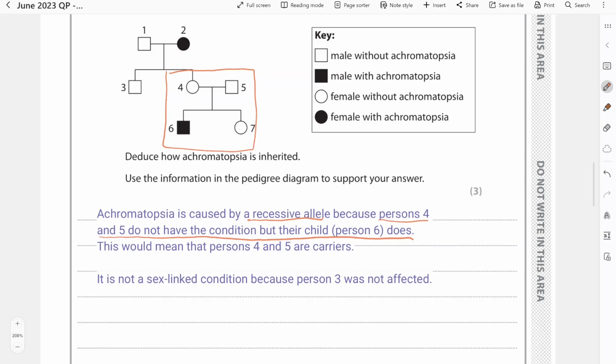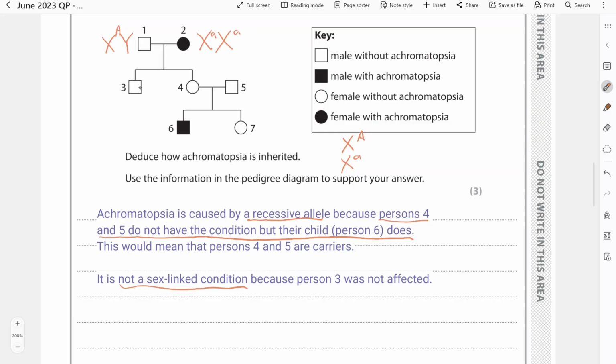Now, you also need to mention whether or not it is sex-linked. In this case, it is not a sex-linked condition because person 3 was not affected. Let me explain. Okay, so let me assign some letters. Let's say XA is a normal allele, X lowercase a is achromatopsia. So individual 2 is female, and she must be homozygous recessive for it. Now, this person, individual 1, does not have the condition, so he has the dominant allele.